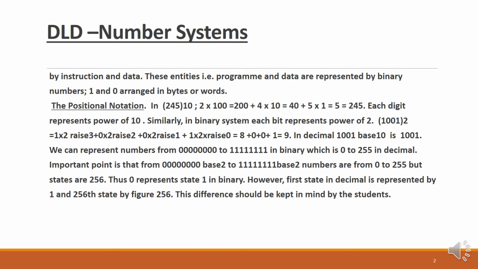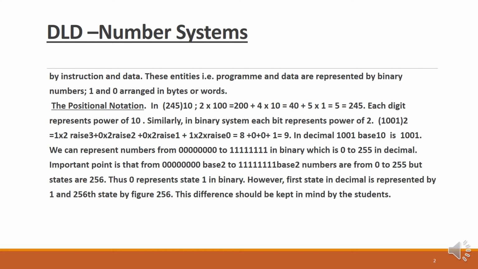Okay, so in binary, let's say 1001, and outside the bracket I have put 2, which is basically the base. By putting 2 in the base, it is indicating that this is a binary number. By the same analogy as we have done for 245, we say 1 into 2 raised to the power 3 plus 0 into 2 raised to the power 2 plus 0 into 2 raised to the power 1 plus 1 into 2 raised to the power 0.